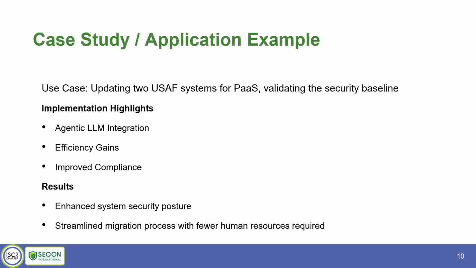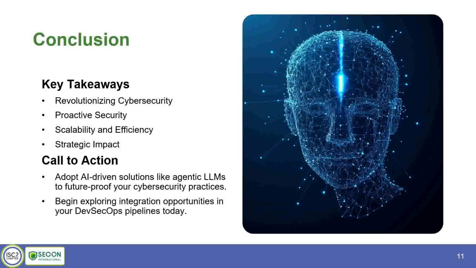Additionally, the system's ability to generate audit-ready reports aligned with the ATO approval process, streamlining compliance and ensuring readiness for deployment in Azure Cloud One. This case study highlights how integrating agentic LLMs into the cybersecurity review process not only enhances security, but also significantly improves efficiency and compliance. These results underline the transformative potential of AI-driven automation in large-scale government projects.